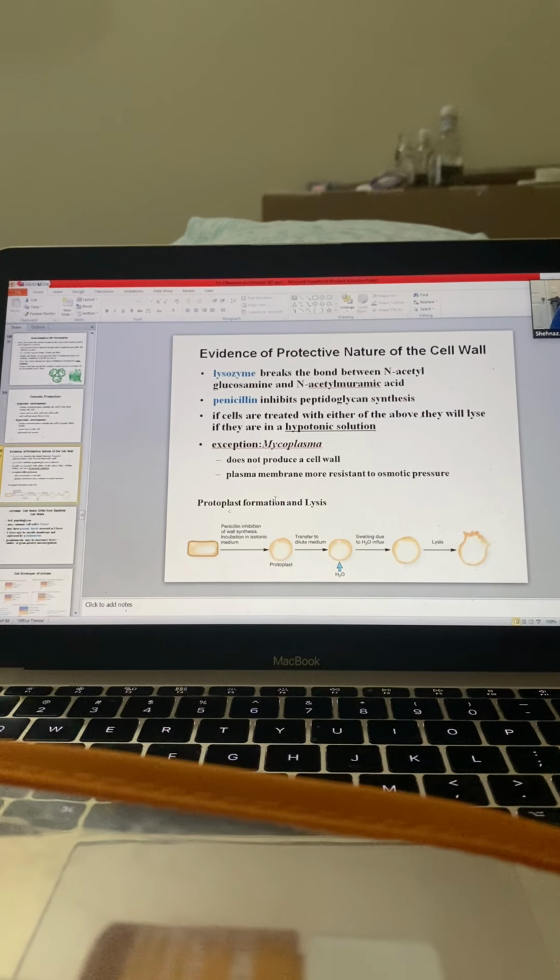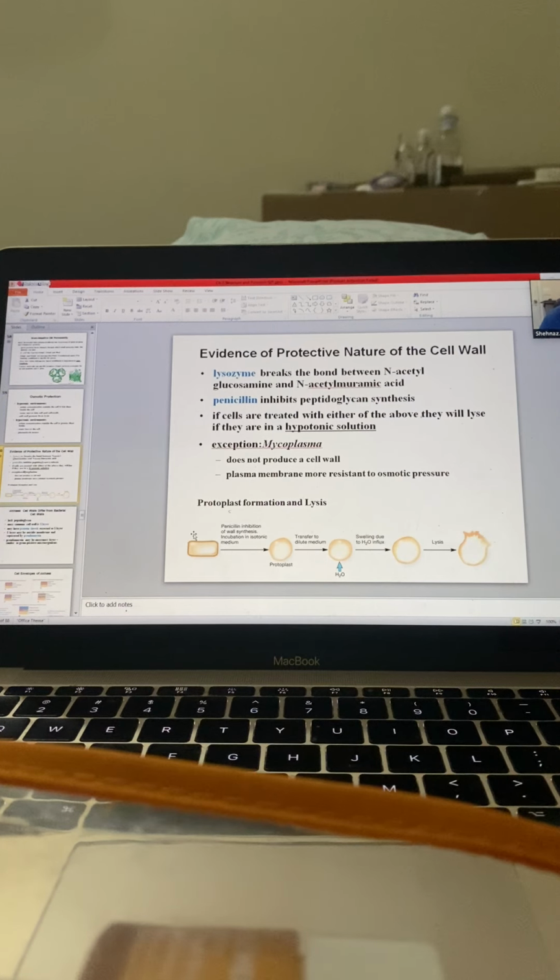And in the mycoplasma also, we know that they have some protection from osmotic lysis because of some inserts in their plasma membrane. So their cytoplasmic membrane helps them survive much better, even in certain hypotonic environments.